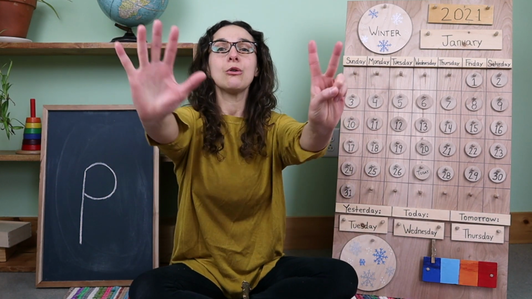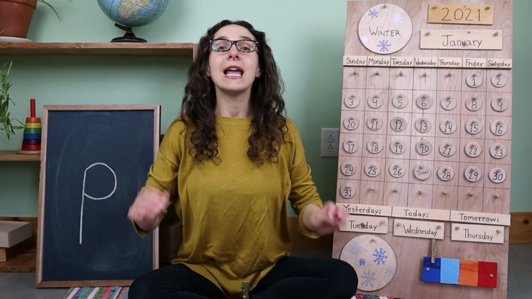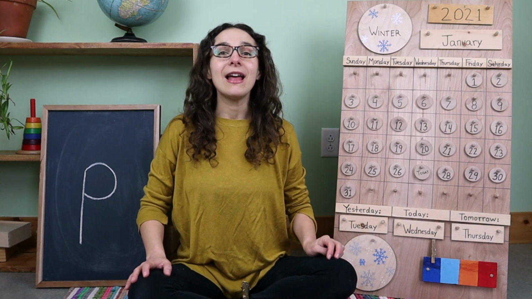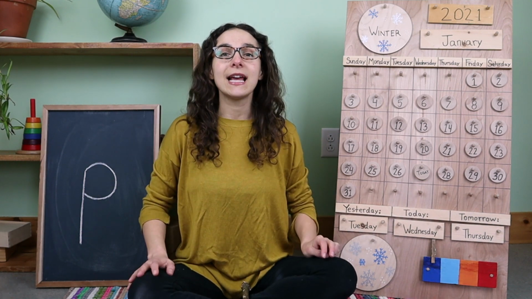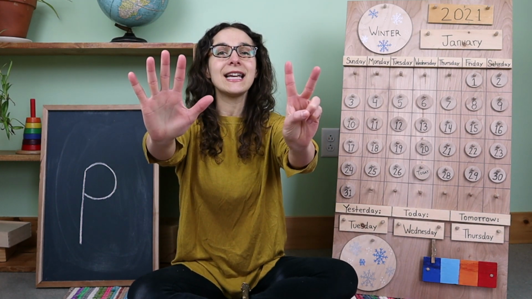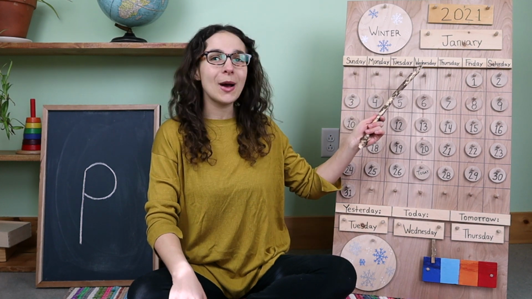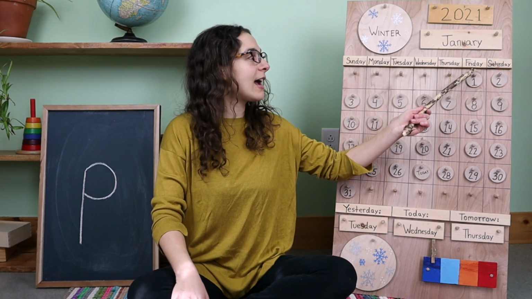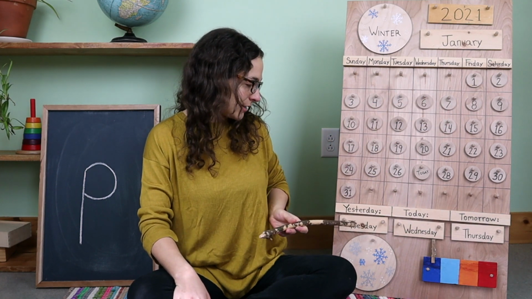But now it's time to sing the Days of the Week song. Can you hold up 7 days like this? Because we have 7 days in our week. If you know the words, make sure to sing along with me. Here we go. There are 7 days, there are 7 days, there are 7 days in a week. Sunday, Monday, Tuesday, Wednesday, Thursday, Friday, Saturday. Let's go down, down, down, down.